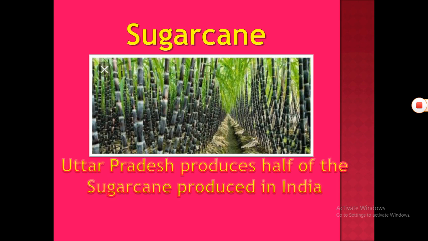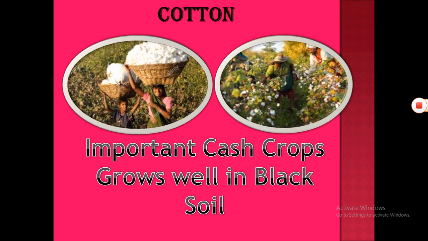Fourth one, cotton. Cotton is an important cash crop. It grows well in the black soil found in the northwestern part of the Deccan Plateau. Cotton is extensively cultivated in Gujarat, Madhya Pradesh, Maharashtra, Punjab and Andhra Pradesh. Extensively means largely.